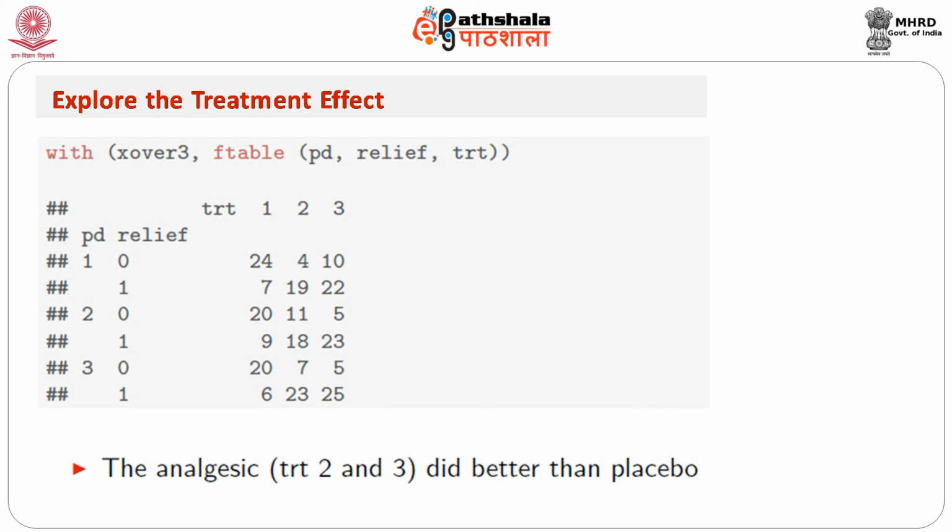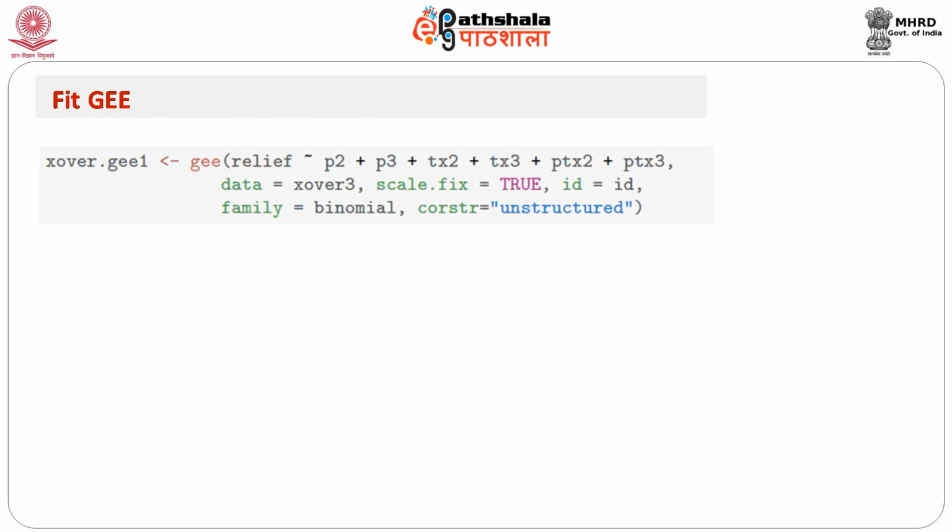This is period 1, period 2, period 3, and relief 0 means no relief, relief 1 means there has been relief. We see that treatments 2 and 3, that is the analgesic, treatment 2 being analgesic with low dose and treatment 3 analgesic with high dose, are doing their job perfectly well. There has been a definite reduction, so the analgesic is doing better than the placebo. Note that here relief is a 0-1 variable, that is a binomial variable.